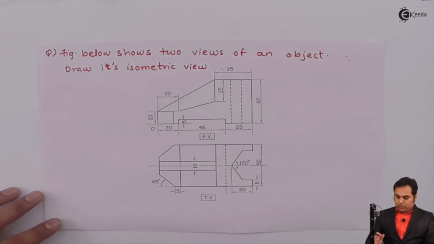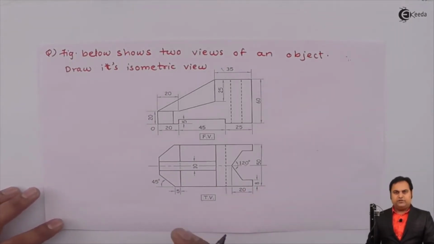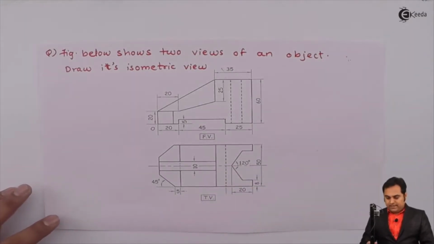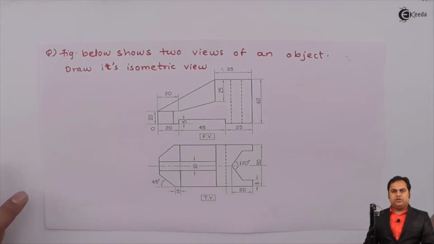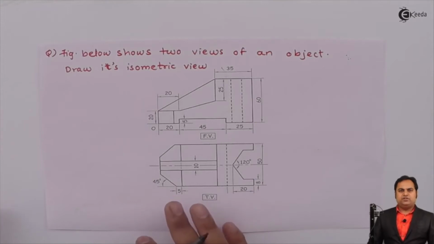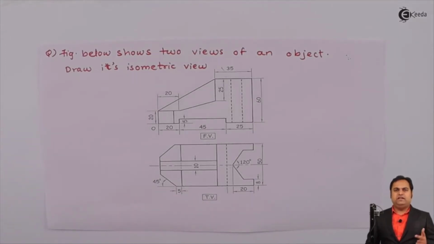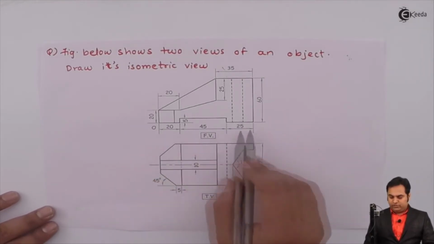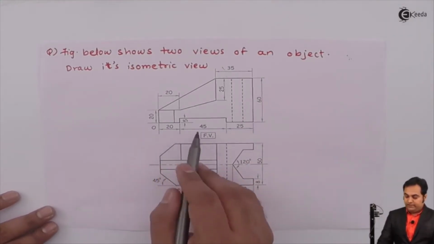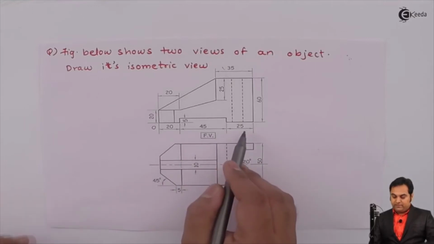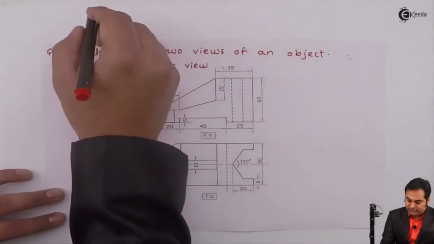Now, in order to convert it into an isometric view, here the front view and top view of the object are given. And we have to form the three-dimensional object, that is the 3D view. Just before we start this question, we should know the total length, height and width of the object. When I look into the front view, I can get the total length. So 20 plus 45 plus 25, when I add them, that will give me 90 mm, which is the length. I'll note it down here.